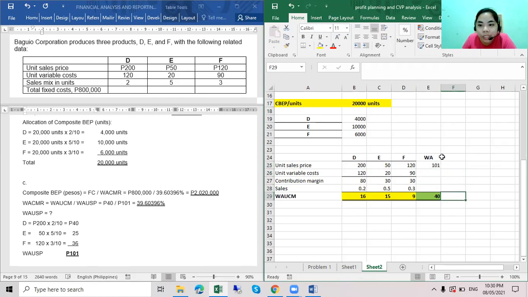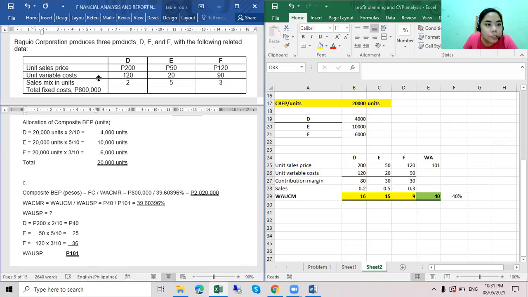So, pwede ta na makuha ang percentage ni 40 non weighted average unit contribution margin kay nakuha ta na ang weighted average unit selling price. So that's around 39.6%. Naka-round siya. Okay. Anyway, gina-round up ya 40% pero sa inyo module is 39.6.